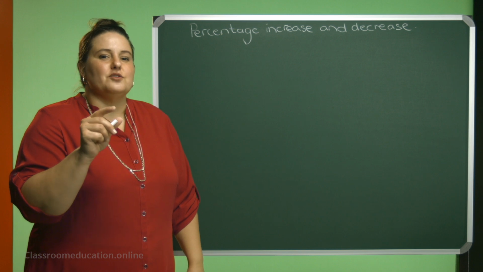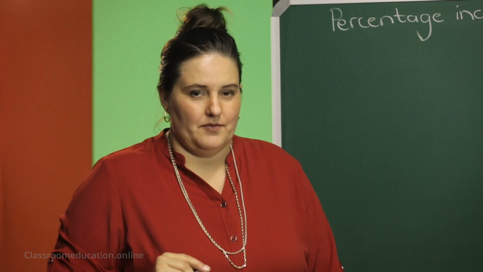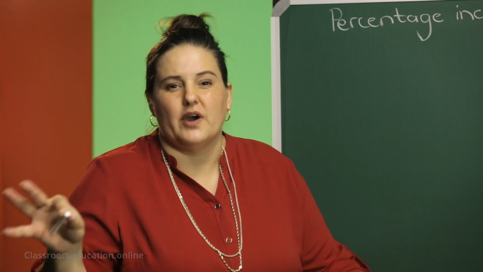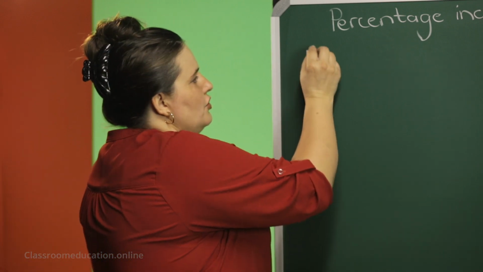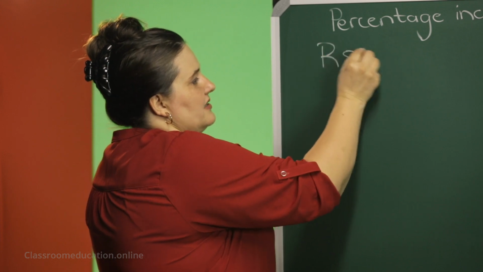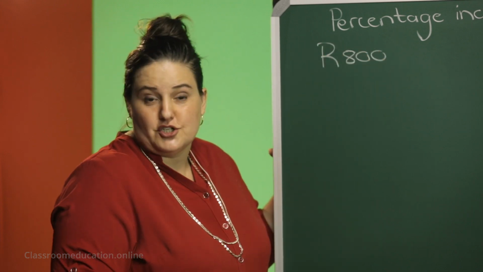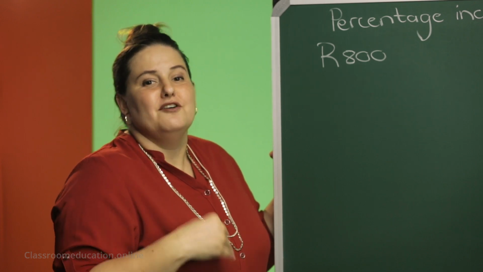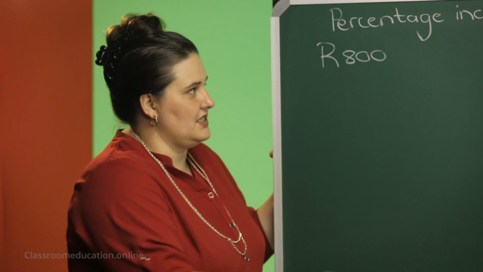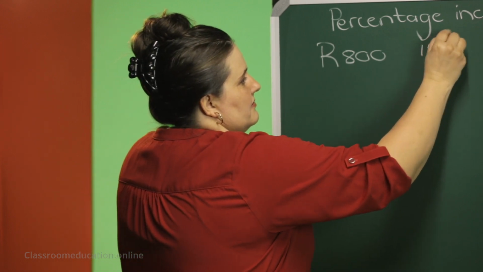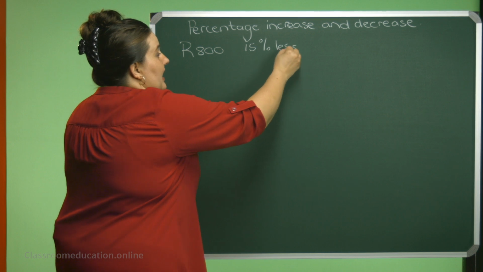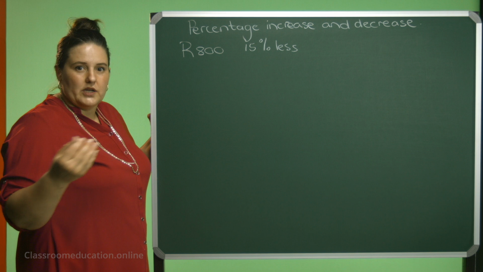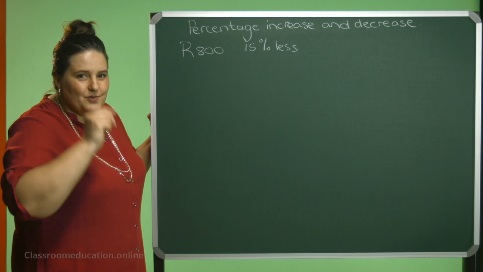Let's say you want to buy some shoes, and they were advertised at 800 Rand if you are in South Africa. When you got to the shop, they had a discount. Fantastic. They said you can pay 15% less. In other words, there's a decrease in price. What will you pay? Let's work it out.